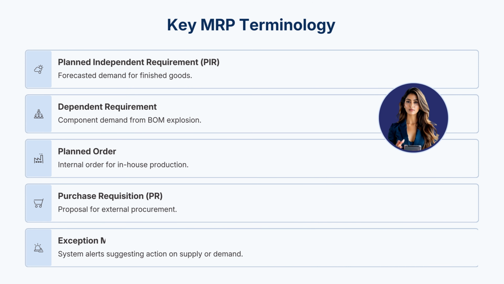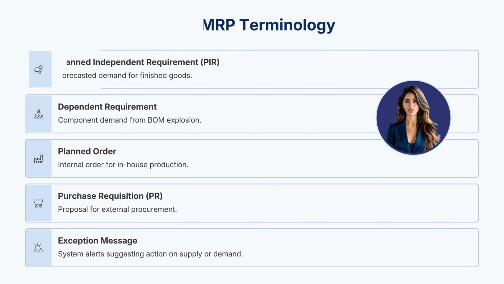Key MRP terminology. Let's review some essential MRP terms. Planned Independent Requirements, or PIRs, represent forecasted demand. Dependent requirements come from BOM explosion during planning. Planned orders represent in-house production proposals. Purchase requisitions are external procurement proposals. Exception messages guide planners on when to reschedule, cancel, or expedite supply orders.